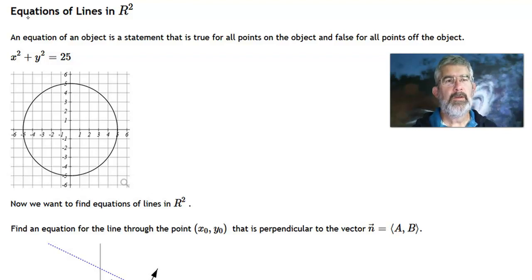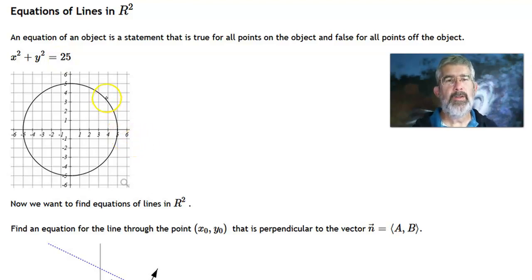So for instance, the equation x squared plus y squared equals 25 is supposedly describing this circle here. Well, if I take a point that's on the circle, for instance 3, 4, 3 squared plus 4 squared, 9 plus 16 is 25. That's a true statement, so the point 3, 4 is on that circle. If I took the point, let's say 3, 5, well, 3 squared plus 5 squared is not equal to 25, and so it's not on the circle.